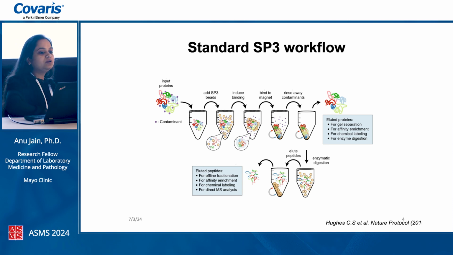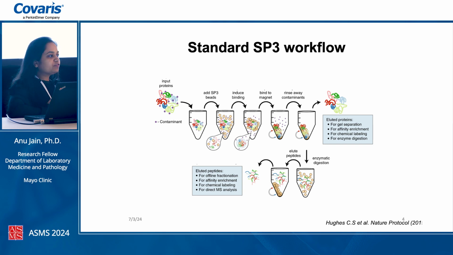SP3 method is one popular method, which stands for single pot solid phase enhanced sample preparation. This is essentially a cleanup substitute. So once the proteins are solubilized, reduced and alkylated, paramagnetic carboxylate coated beads are added to the sample, and there occurs a non-specific binding of proteins to the beads, and these beads trap the protein in a hydrophilic layer when there is a high organic solvent present in the sample, which facilitates the washing of the protein bound to the beads.